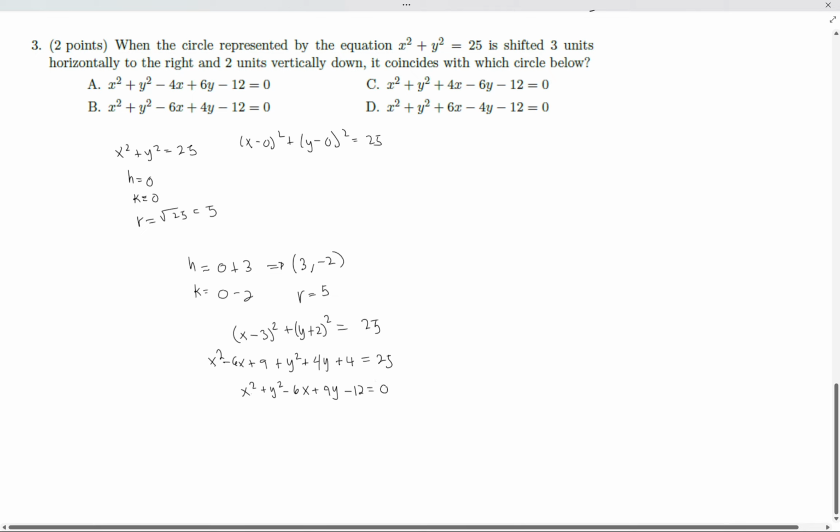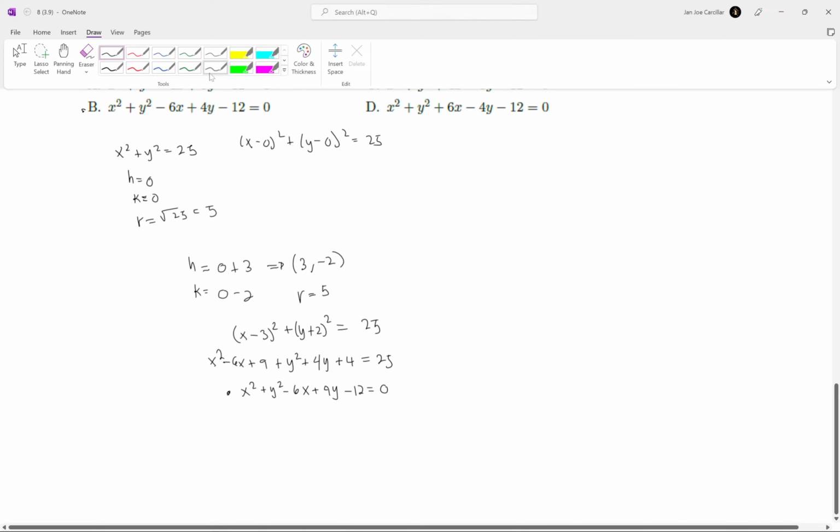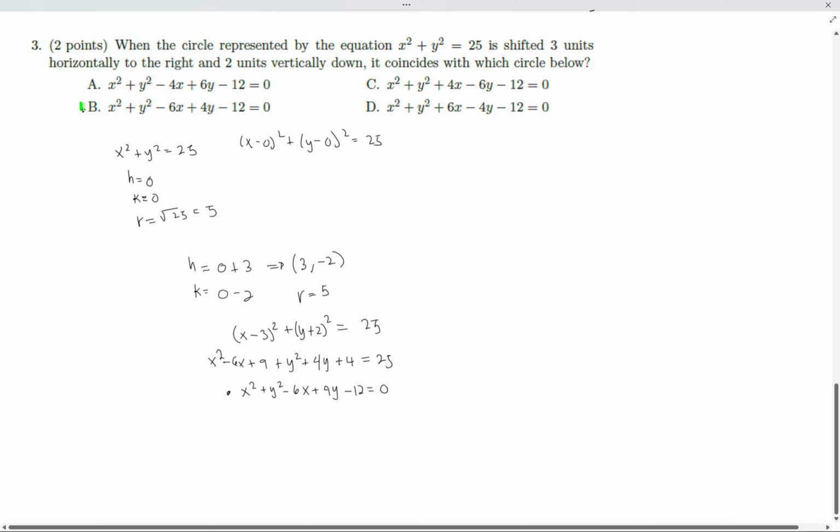Okay, so that's the general form for that circle. Now, comparing this to our choices, we just look at the values which are the same. So in this case, it is, I believe, choice letter B. That is x squared plus y squared minus 6x plus 4y minus 12. So therefore, the answer for this question is this letter right here.